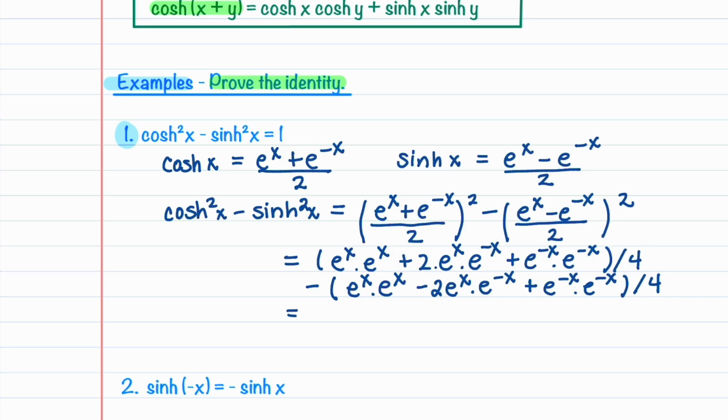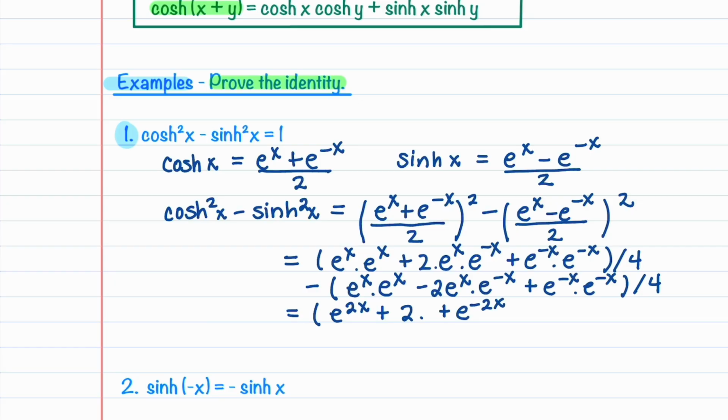Now let's go ahead and simplify. e to the x times e to the x is e to the 2x. And then we have plus 2 because e to the x times e to the minus x is e to the 0, which is just 1. And then we pick up a plus e to the minus 2x.